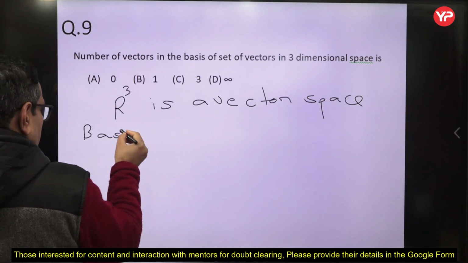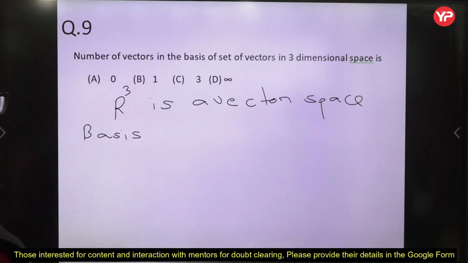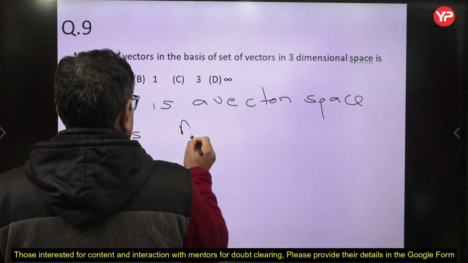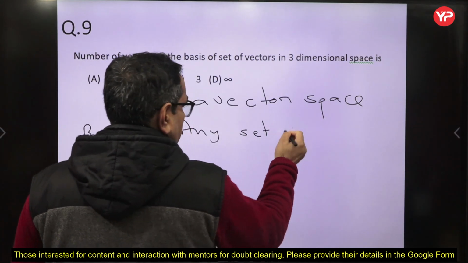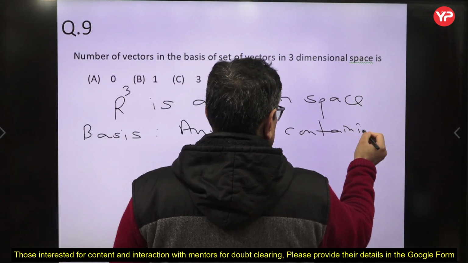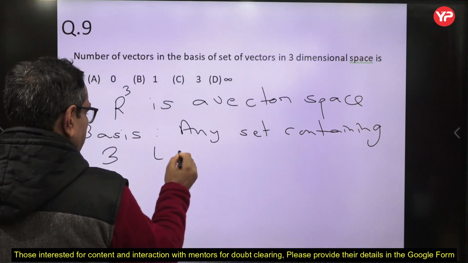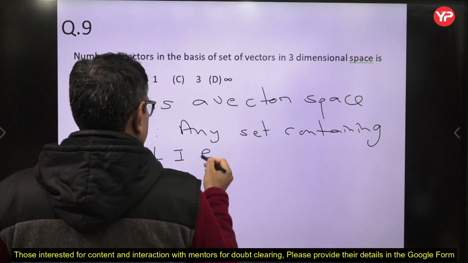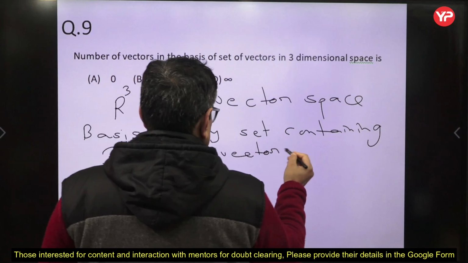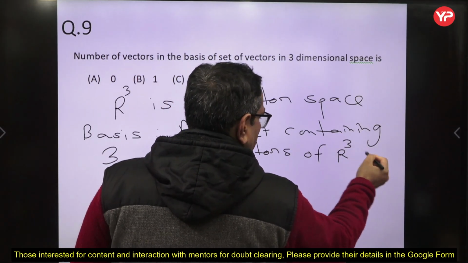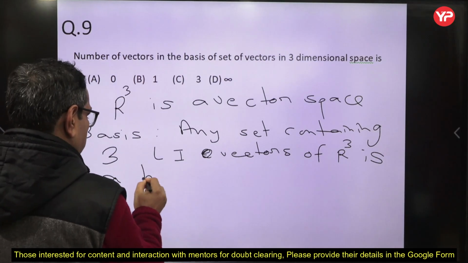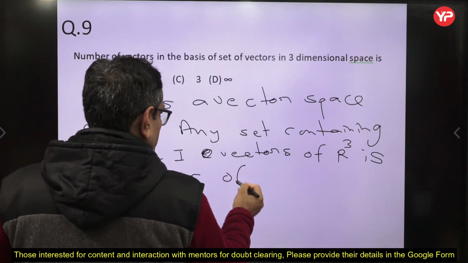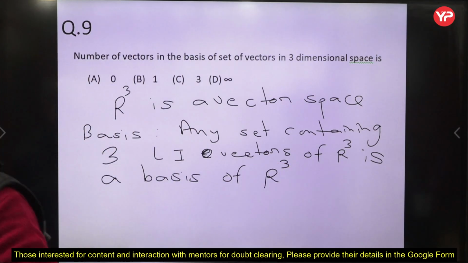Basis: any set containing 3 linearly independent vectors of vector space R cube is a basis of R cube, okay. Basis of R cube. So answer will be 3, okay. Basis set में कितने vectors होंगे, 3. C answer will be there.